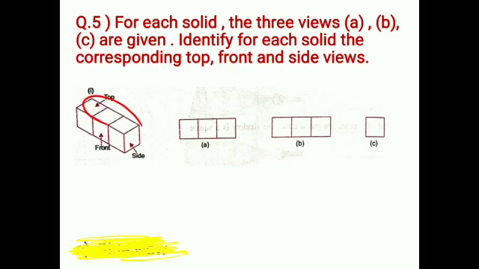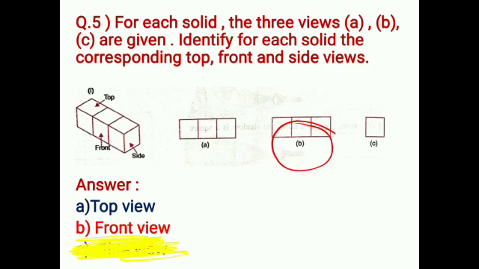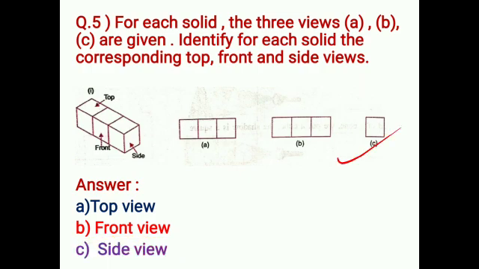So see here, for this top there are 3 boxes, that means 3 squares here. Again for the front side there are 3 boxes. And for this side only 1 box. So now see here, the answer of the first one is the top view. The answer of this B1 is again front view, because there are 3 boxes here. And the last one is option number C, side view.